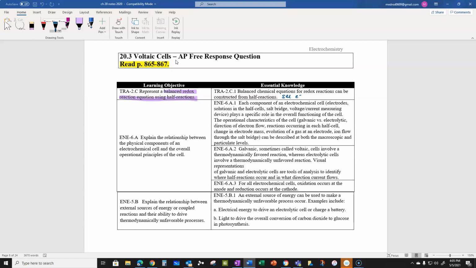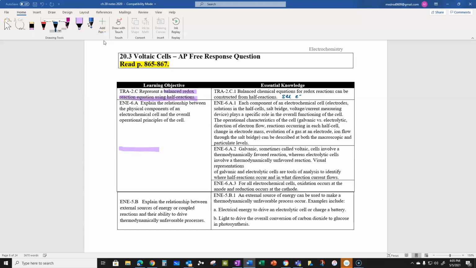Explain the relationship between a physical component of the electrochemical cell and its operation. So this is why, ladies and gentlemen, the last lab is I wanted to make sure that you saw not only how it operates, but all the parts that go with it, okay? So each component of the electrochemical cell, so where are the electrodes, who are they? The solutions in the half cell, what's the purpose of the salt bridge? And then how is the voltage measured, okay? It's usually a voltmeter. They all play a significant role in the overall functioning of the cell.